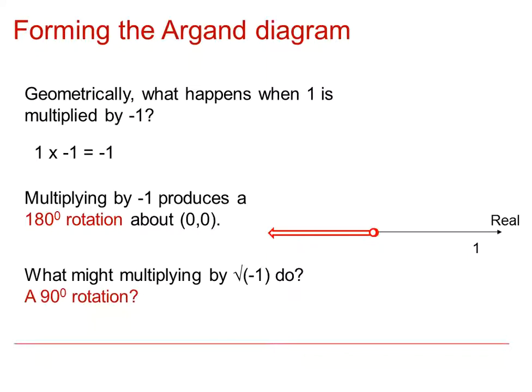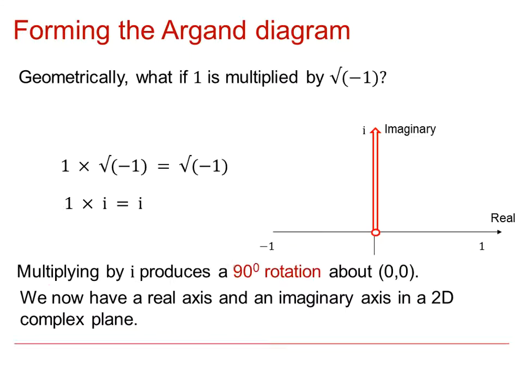What might happen if we multiplied instead by the square root of minus 1? Would that produce a 90-degree rotation about the origin? And indeed it does. 1 times the square root of minus 1 does produce a 90-degree rotation, and 1 times i gives me i. So multiplying by i has produced a 90-degree rotation about the origin.